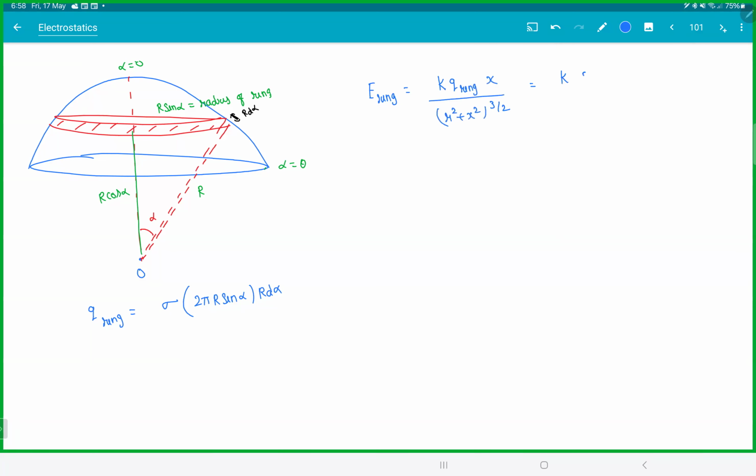If I substitute the values here, k 2 pi r square sin alpha d alpha, and what is x? X is the distance, which is r cos alpha, by r square plus x square, which is nothing but again r square, so that will be r cube. The field due to the ring will be k 2 pi r square; r cube will cancel. You end up with sin alpha cos alpha d alpha. Hope I didn't miss anything. Yeah. Then the field due to that, what do we call this? Part of a sphere.